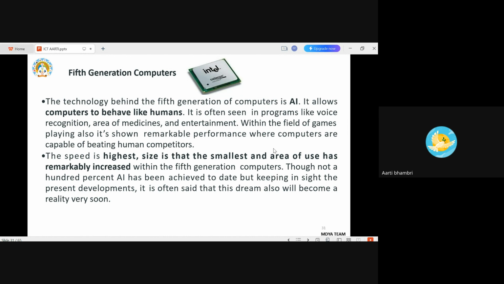Has anybody used Alexa or Siri? When we tell Alexa to tell a joke for me, she answers. She understands our language. These are called virtual assistants, which understand our language. When we search through YouTube or Google, Google understands our language.